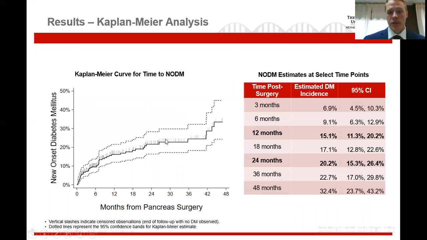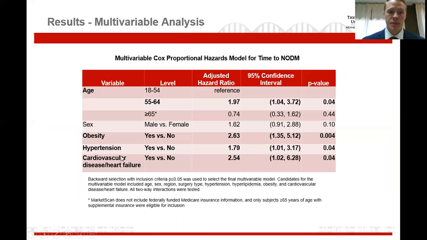Kaplan-Meier analysis revealed a 15.1 and 20.2% incidence of new onset diabetes at 12 and 24 months respectively, which is similar to the incidence following pancreatectomy for all indications.